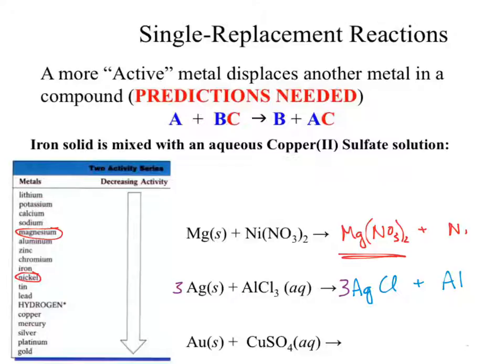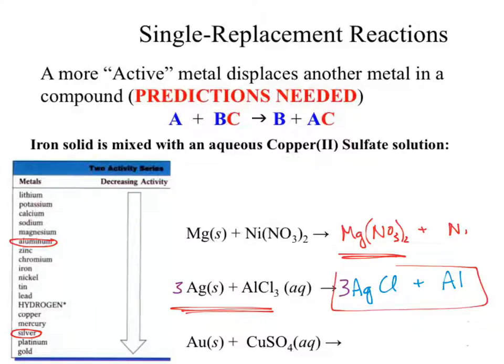Does this reaction occur? Well, to decide, I have to go back and look at the 2 metals involved. I'm comparing silver to aluminum. Which is the more active metal? Aluminum. Where is aluminum in a compound? On the left-hand side, which means the reaction does not occur.